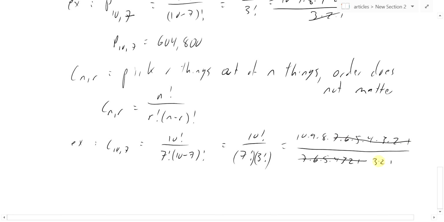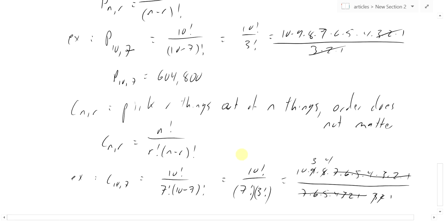3 times 2, well, a 3 can cancel part of that 9. The 2 can cancel part of that 8. 3 times 4 times 10, 12, 120. So there's 120 ways to just grab 7 M&Ms out of 10 if you're not worried about it. Okay.